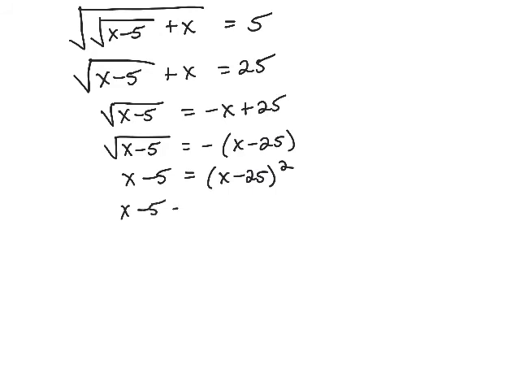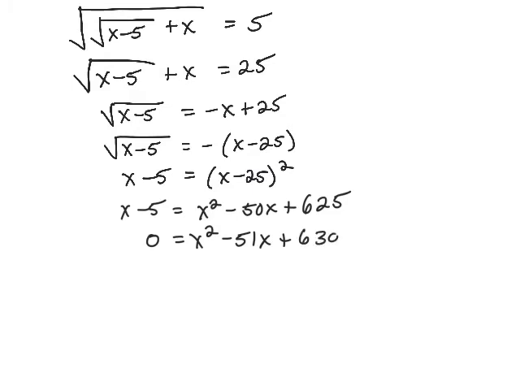X minus 5 ends up being x squared minus 50x plus 625. I add 5 and I subtract my x. 0 is equal to x squared minus 51x plus 630. I can't even write today. Okay. 630.